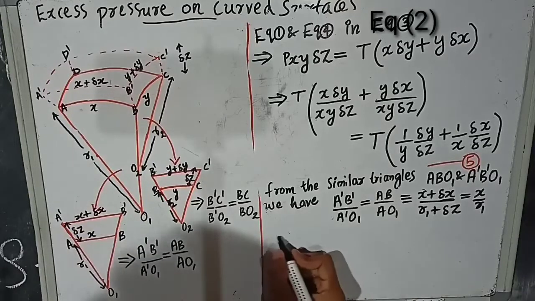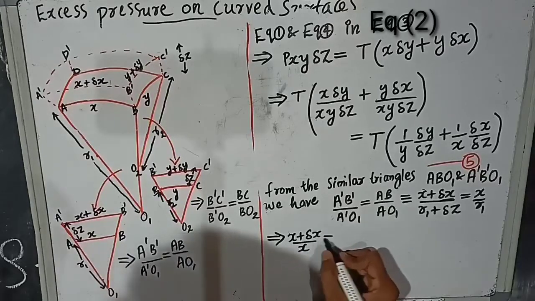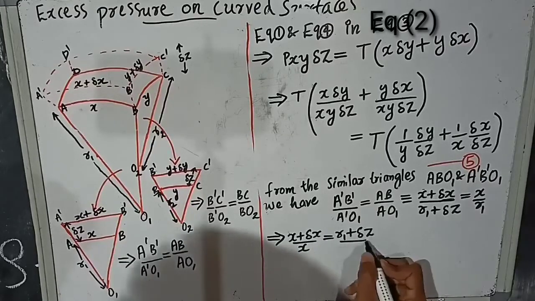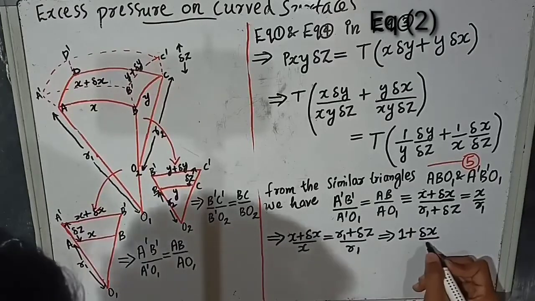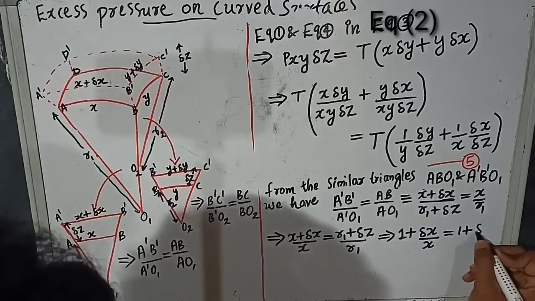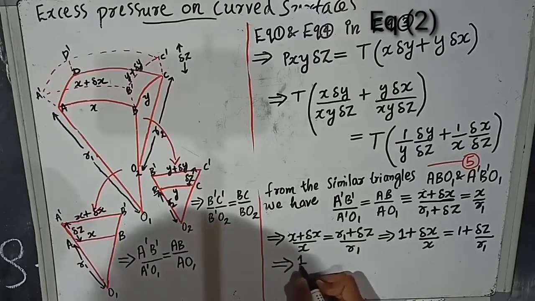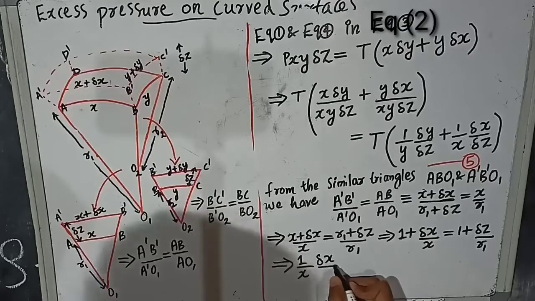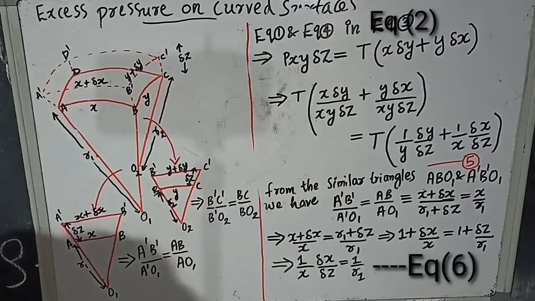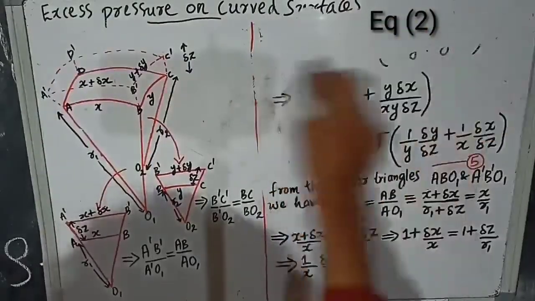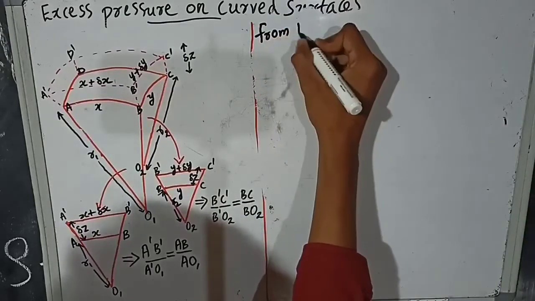From this equation we can write (x plus delta x) over x is equal to (R1 plus delta z) over R1, which gives 1 plus delta x over x is equal to 1 plus delta z over R1. The 1 cancels from both sides and gives 1 by x delta x by delta z is equal to 1 by R1. Let's take this as equation 6. Let us take the other pair of similar triangles.